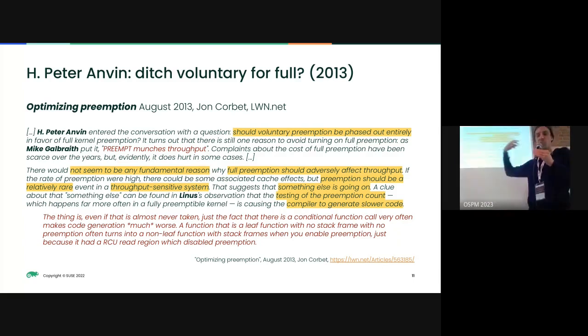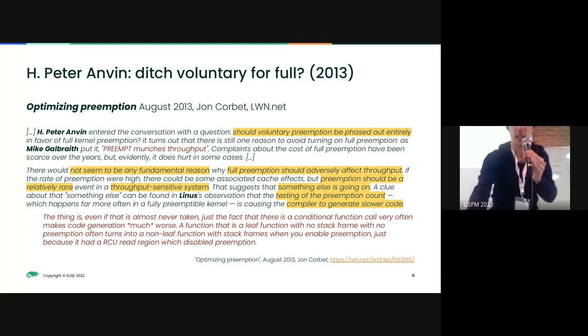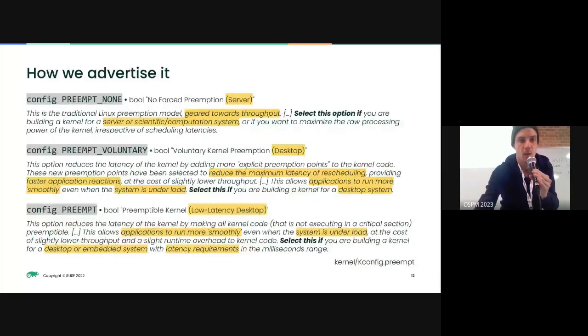I don't know exactly if this is correct or incorrect, but what strikes me is that Peter Zijlstra said, we have voluntary and full, let's kill voluntary, while voluntary wanted to kill full, as we saw. So I think this got lost in the years. I haven't found more information about that.